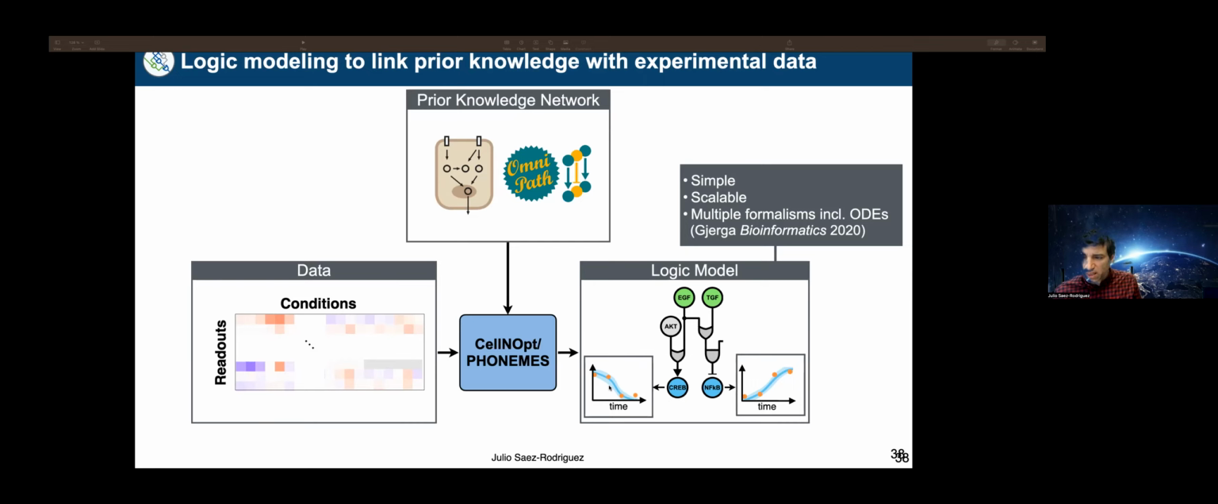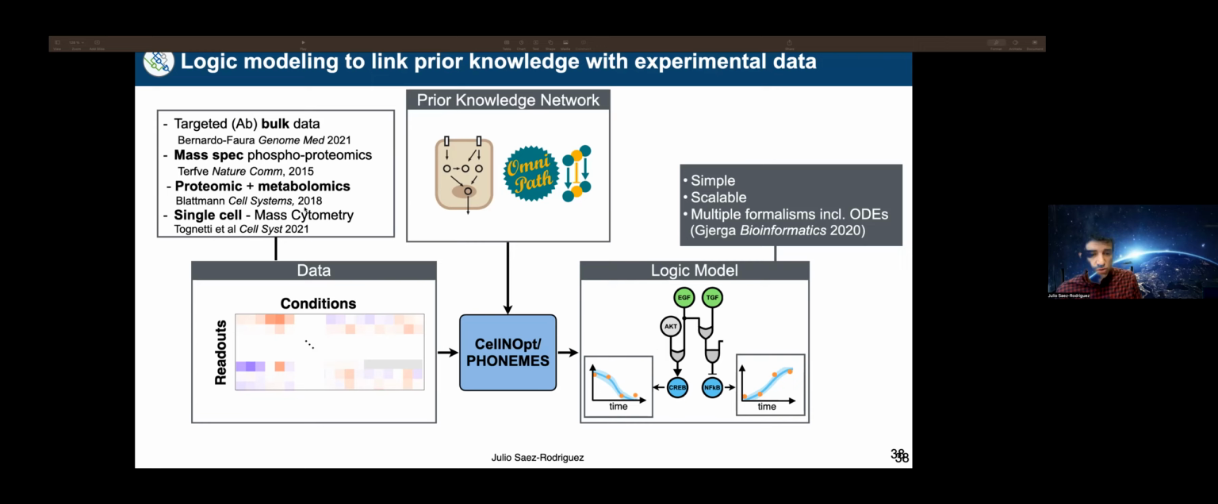And by being simple, they also scale up very well. So we can do this for relatively large networks. And there are different formalisms we can use. So the logic models in their simplest form are Boolean models, so on and off. But they can also be expanded to more complex formalisms, such as ordinary differential equations. And over the years, we have looked at how to apply this to different types of data, both bulk and single cell, both antibody-based, mass spec, and many others.